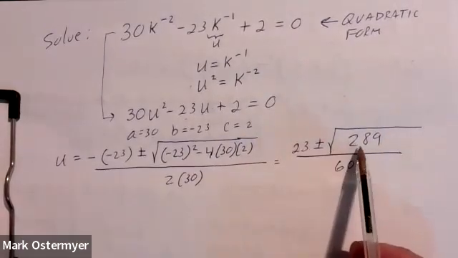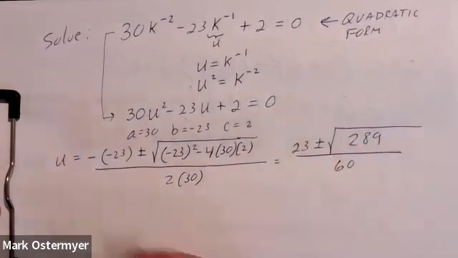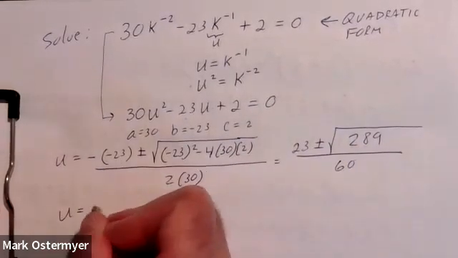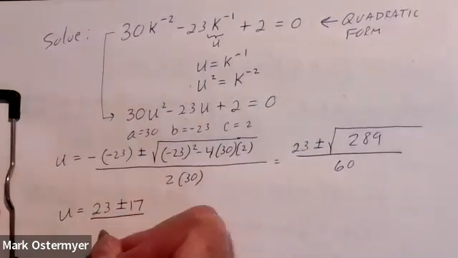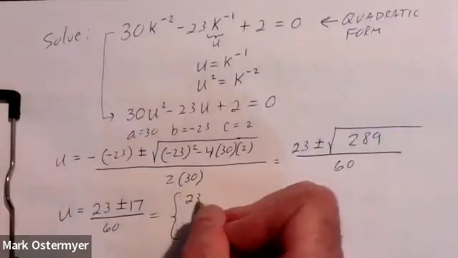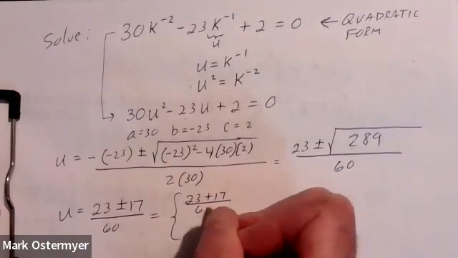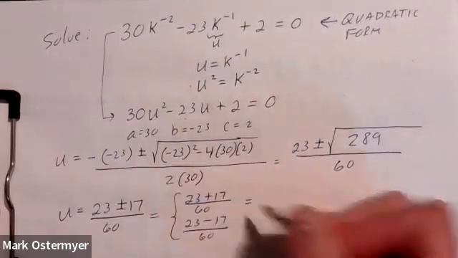But the square root's about to go bye-bye here because the square root of 289 is 17. Therefore, U is going to be equal to 23 plus or minus 17 all over 60. So we're going to have two possible solutions for U. U could be equal to 23 plus 17 over 60. And the other solution would be 23 minus 17 over 60.